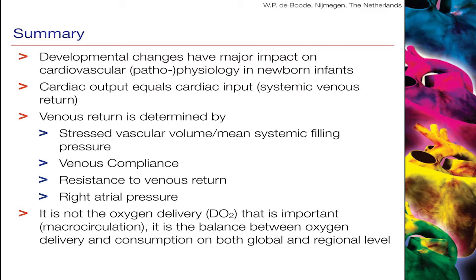And most of all, it's not the oxygen delivery that's important, the macro circulation, it's the balance between oxygen delivery and consumption on both the global and on the regional level.